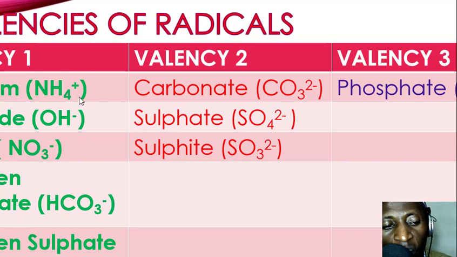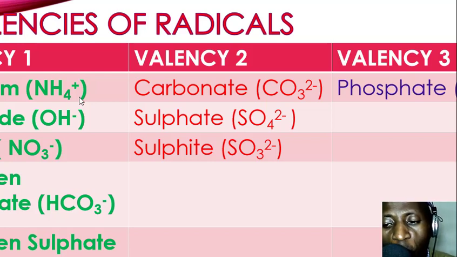Straight away, let's move on to the valency 3. We have the phosphate ion, PO4 negative. You find that the phosphorus is capital P, the oxygen capital O. And that is how we are able to show the valencies of the radicals.